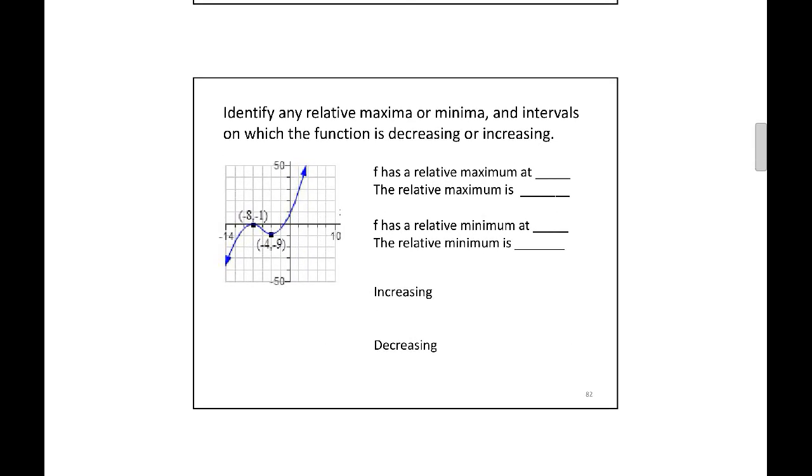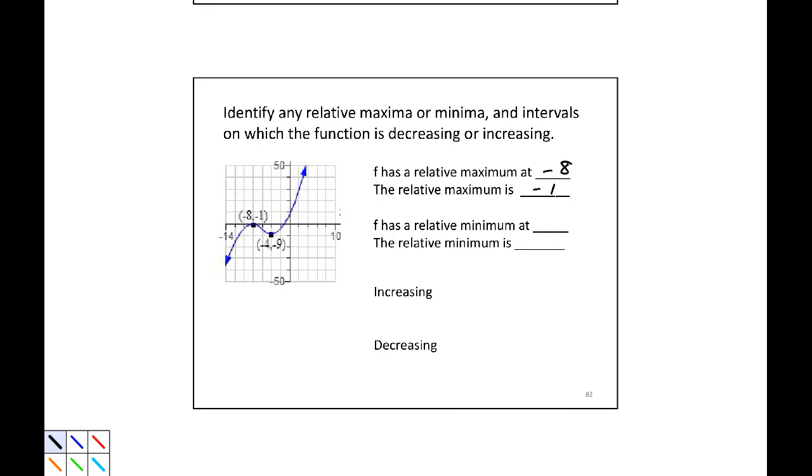Now, if we have a function that's graphed, we want to identify the relative maximum, minimum, and intervals where they're increasing and decreasing. We first want to recognize that we have a maximum right here, and it's relative because compared to its surroundings, it is the highest point around. So we have a relative maximum at minus 8, and the actual maximum is negative 1 because that's the y value for that. So we have a relative maximum at minus 8, that's our x value, and the maximum is negative 1.